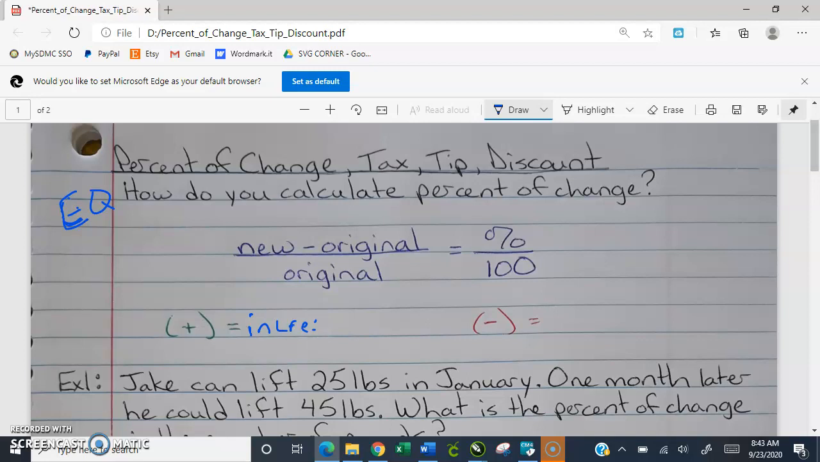let me erase that. I'm trying to write the word increase and my pencil's not working well. So it can be increase or a decrease.